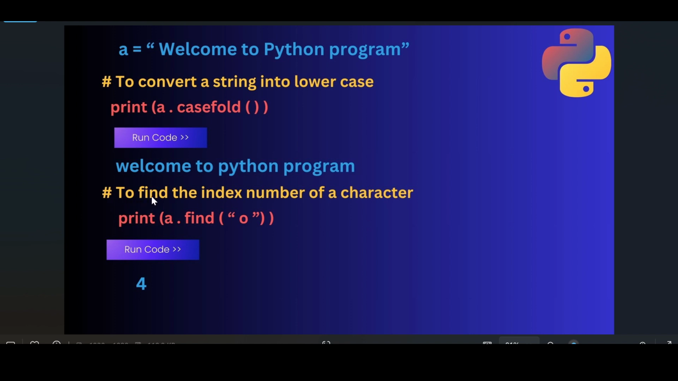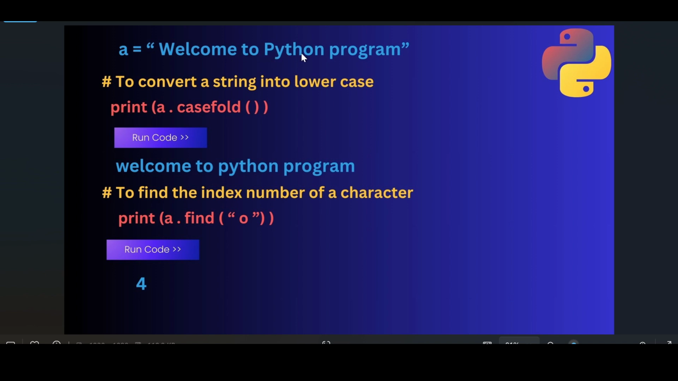So the next is to find the index number of a character. I have typed here a dot find inside double quotation marks O. When I run code, I get the answer 4. Why did I get the answer 4? Because here we have 4 O.